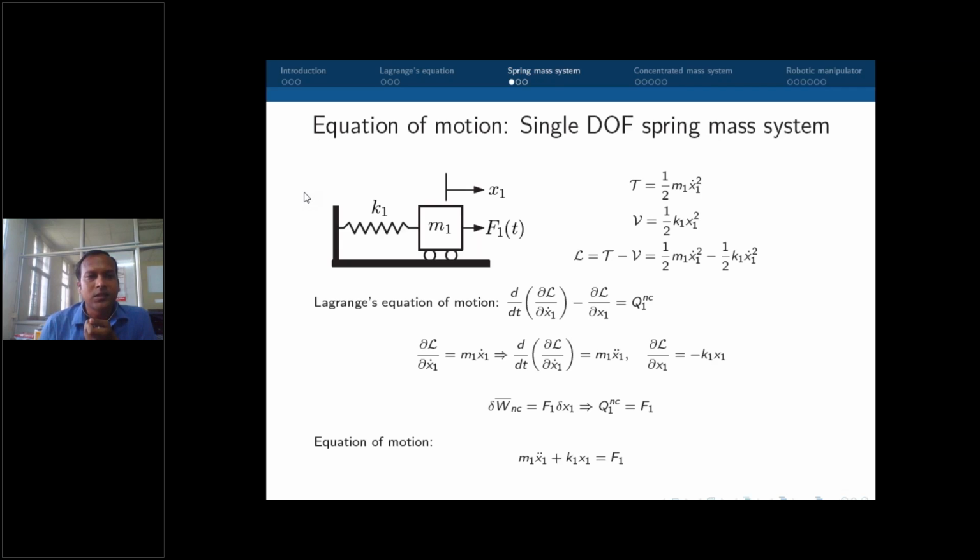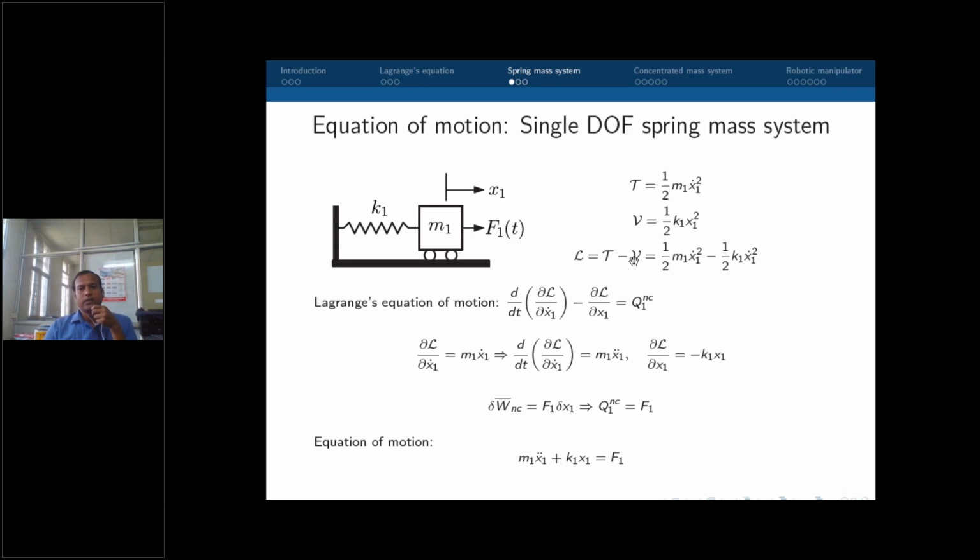What is the potential energy of the system? What is the source of this potential energy? The source of the potential energy is the energy stored in the spring. Due to the motion of this mass, suppose the mass is moved in the positive x direction by x1. Then the spring is stretched by x1, and the energy stored in the spring is given by half into the stiffness of the spring into the stretching in the spring squared. The stretching in the spring is x1, so the potential energy is half k1 x1 squared.